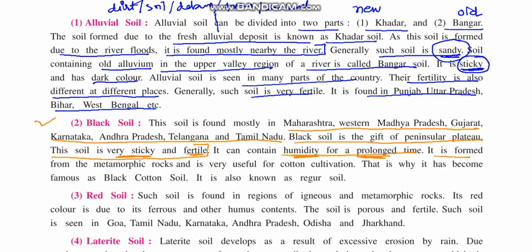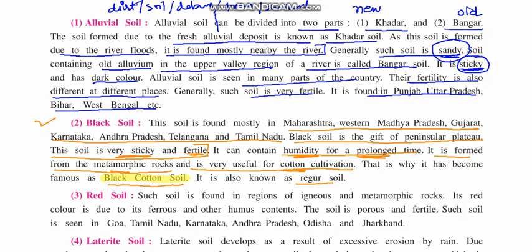It is formed from metamorphic rocks, remember this, and is very useful for cotton cultivation. That's why it is also known as black cotton soil. It is also known as regur in some places. Next soil is the red soil.